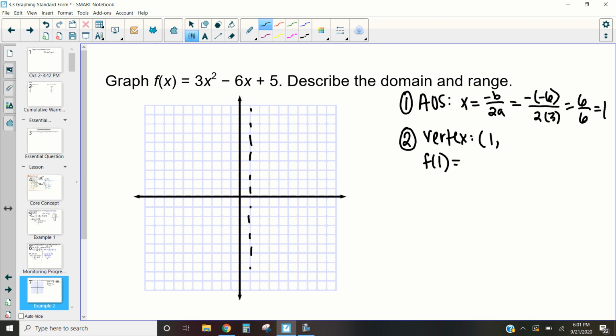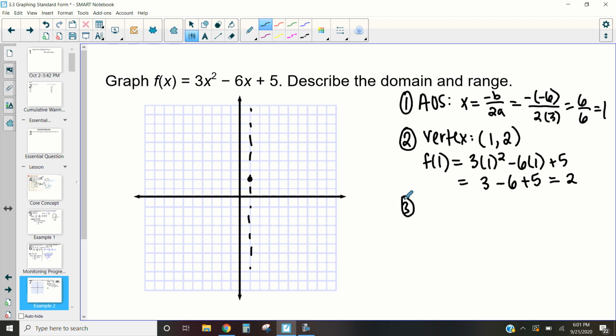So what is the function when x equals 1? Well, that's going to be 3 times 1 squared minus 6 times 1 plus 5. 1 squared is 1 times 3 is 3 minus 6 plus 5. Well, that is going to be 2. So our vertex is here at 1, 2. So on my graph, I'm going to put a dot here at 1, 2.